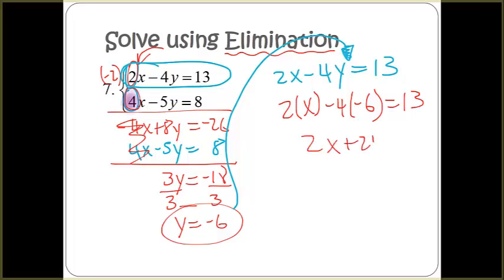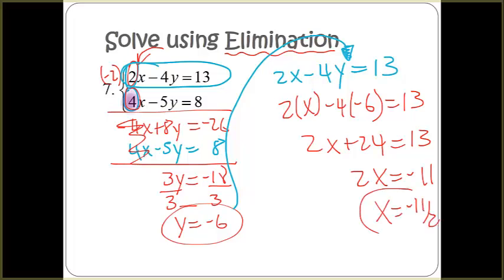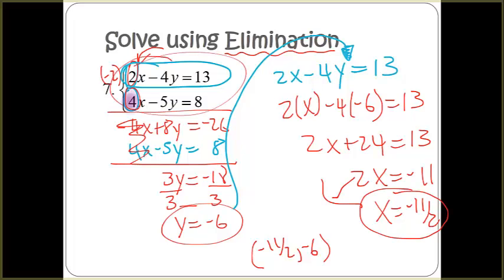So we got plus 24 equals 13. Subtract, you get 2x is equal to negative 11, and then x is equal to negative 11 over 2, which is not a nice number, negative 5.5, but it does work. If you plug in negative 5.5 or negative 11 over 2 for your x value and negative 6 for your y value in each one of these, you will find out that it is a true statement, and that's a check. But your final answer is this solution. This has a unique solution.